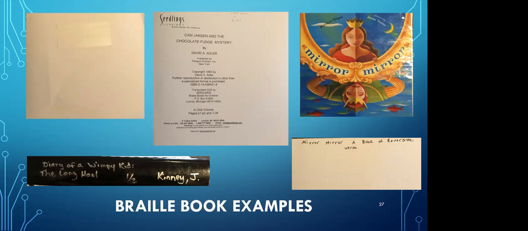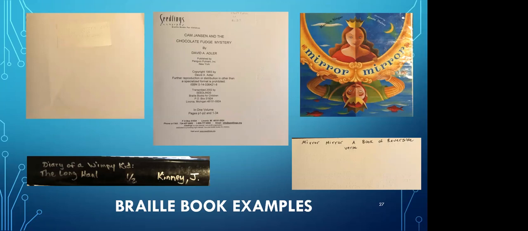Here are some of the typical covers that I've cataloged. So on the left is the front cover, which is only in Braille. And the spine title of Diary of a Wimpy Kid, The Long Haul by Jeff Kinney. And notice that somebody has handwritten that information on the spine title, but thank goodness they did. The handwritten spine title gives me the information that I need. I would like more information, but it gives me a good starting place.